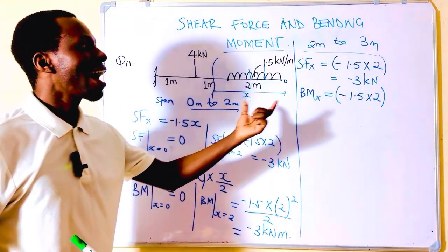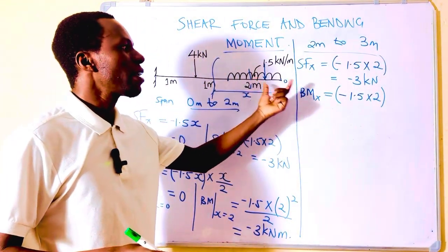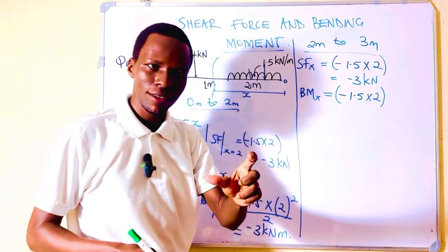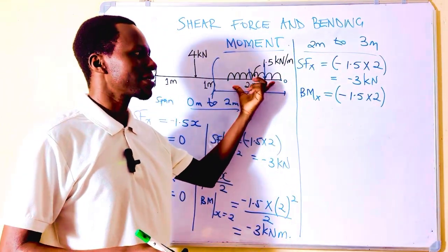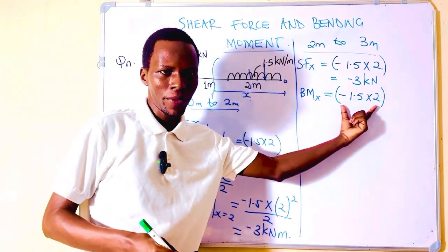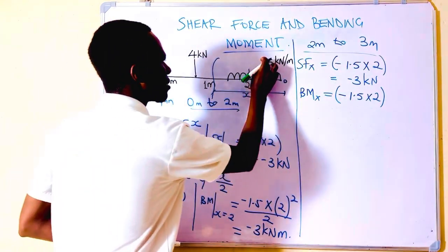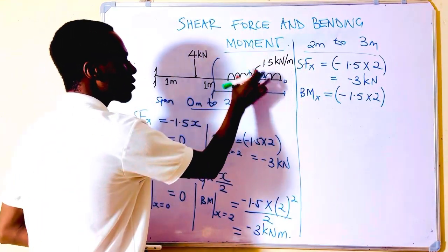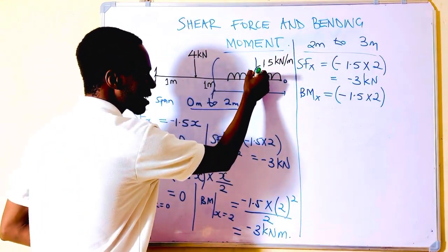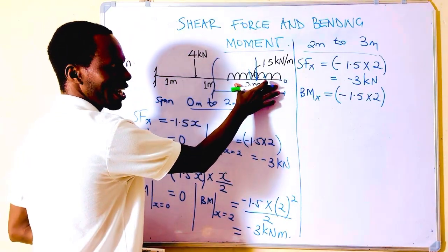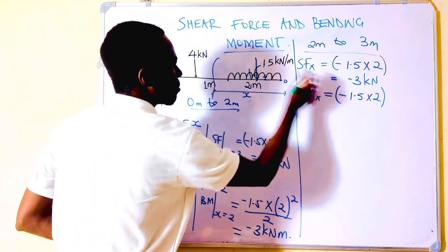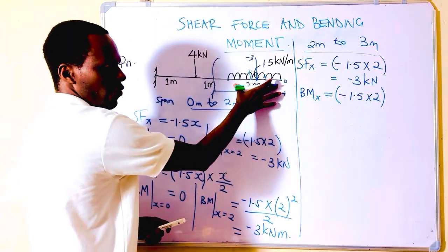This is the value of the UDL converted in terms of force: UDL times the distance. This is our force. So this force, forget about this one, we are done with it. This force on this span is acting at half of these two. So that means this minus 3 is acting at half of these two.